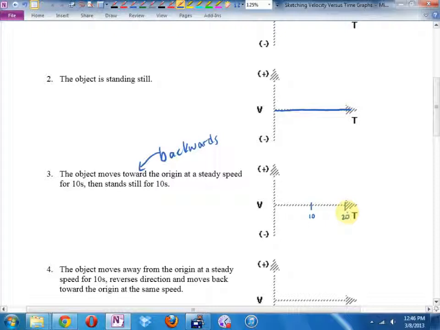How would I show traveling backwards at a steady speed, or coming towards us at a steady speed? Not a negative slope, a negative line, but because it says steady speed, the slope is still 0 because the acceleration is still 0, right? And then how would I show standing still for 10 seconds? Another horizontal line, 0 high.